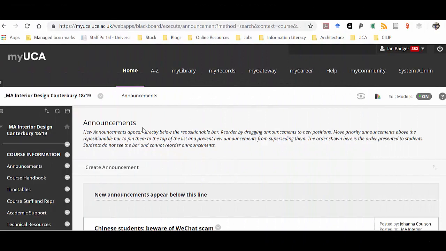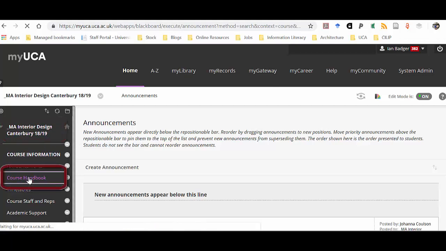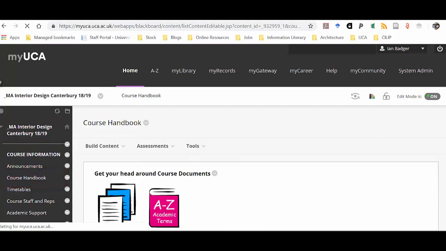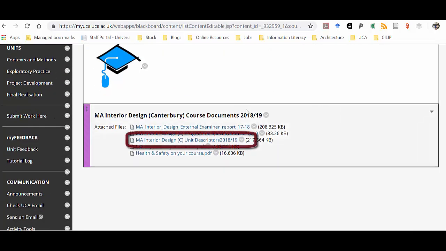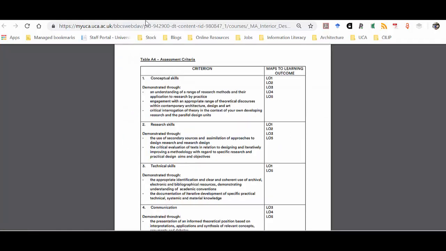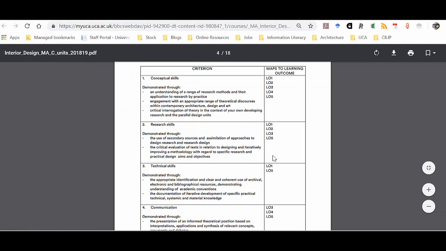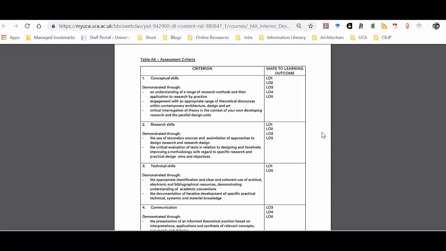So we're just going to start by taking a look at the assessment criteria for the context and method unit. In order to find this, if you go to your course area on MyUCA and click on the course handbook option, on there, you'll find a link to the unit descriptors. Once you open that, you can browse down to see the assessment criteria for each unit, and these are the criteria for the context and method unit.